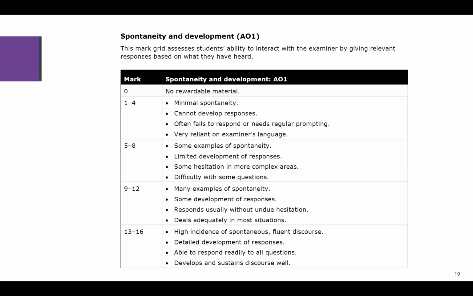And so this time, if we look at the 9 to 12, you can see it says many examples of spontaneity. Now, spontaneity is where we're not having this pre-learnt question, answer, question, answer, but rather you ask the candidate something, they respond to that, and you pick up on that in your next question. This is what we're talking about in spontaneity. And in this band of 9 to 12, there are many examples of spontaneity. So you don't get that feeling that it's just a pre-learnt question answer. That would be going into the 5 to 8, 1 to 4 band.